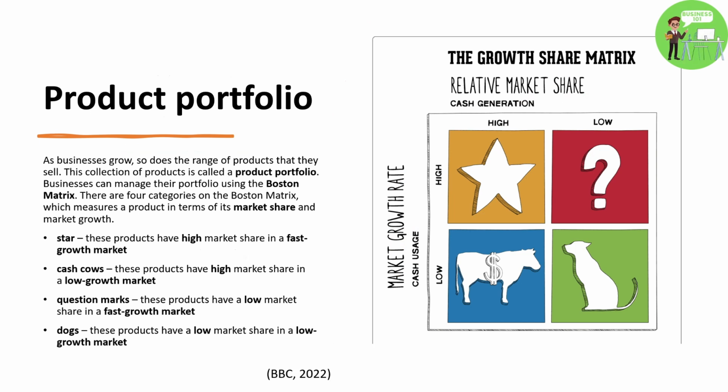Cash cows: these products have high market share in a low growth market. Question marks: these products have a low market share in a fast growth market. And dogs: these products have a low market share in a low growth market. Most businesses will have all 4 of these, but the ones they mainly want to be hitting are cash cows and stars.